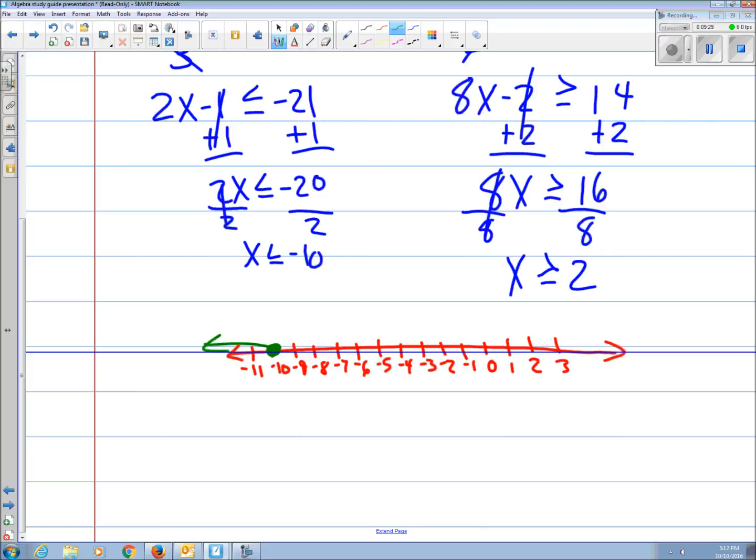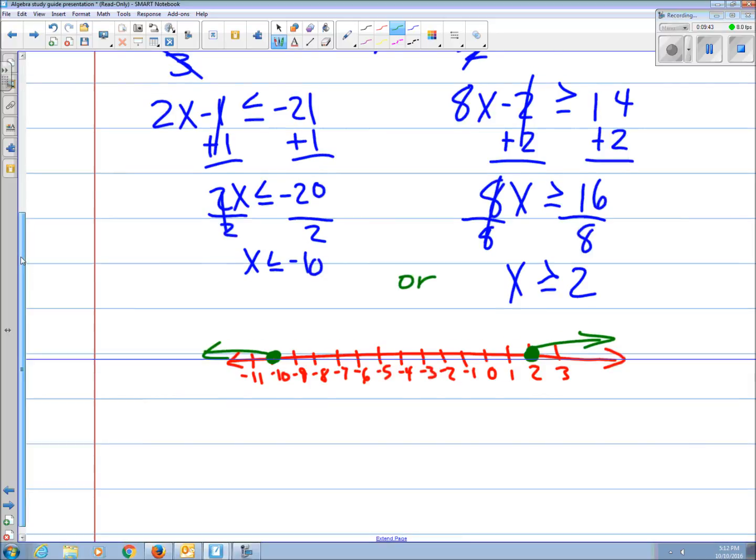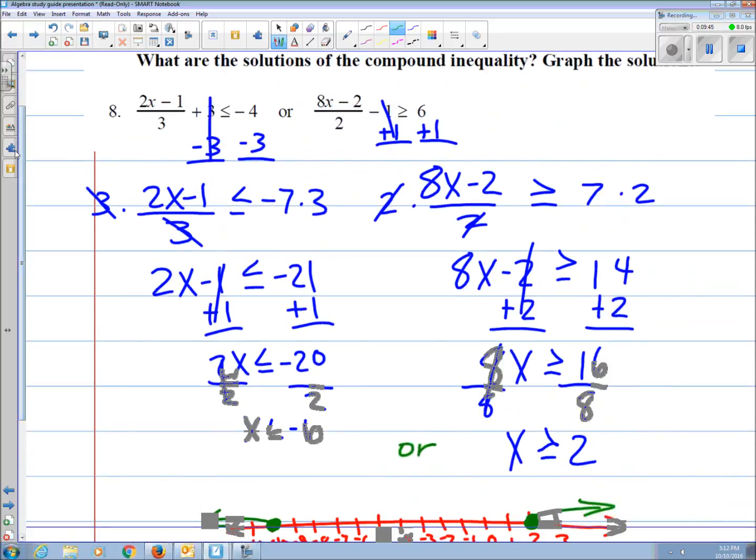And on the other side, x is greater than or equal to 2. So that lets me know it's a closed circle on 2. And then I should be pointing towards the numbers that are bigger, so it should be pointing out. And that lets me know that it's an OR problem because they point away from each other, which we knew at the beginning because it told us that it was an OR problem.